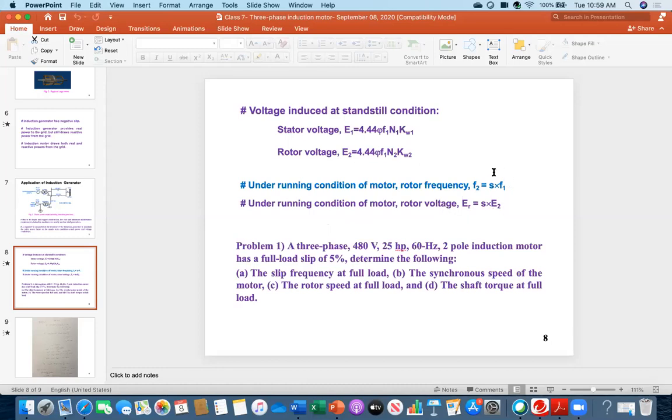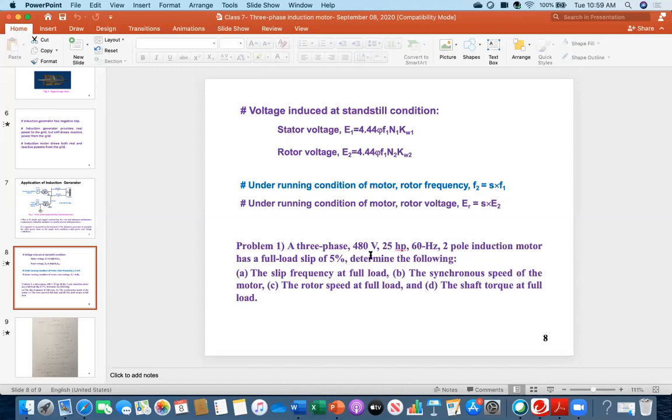So now with the help of these and the slip equation, we will just look at a numerical problem. It will just take one or two minutes, then we will be done today. Everybody read this problem. A 3-phase, 480 volt, 25 horsepower, 60 hertz, 2-pole induction motor has a full load slip of 5%. Then determine the following.